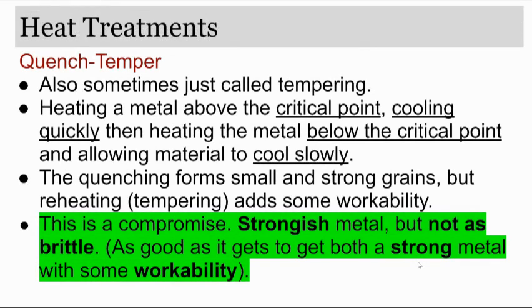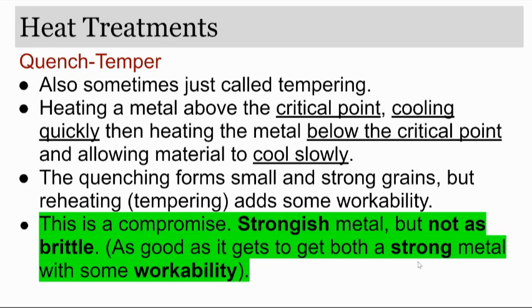And the final heat treatment we're going to look at is something called quench tempering. It's also sometimes just called tempering. This is when you heat a metal above the critical point, cool it very quickly, i.e., quench it, but then you reheat the metal below the critical point to allow the material to cool slowly. The quenching forms very small and strong grains, but the reheating, the tempering, adds some workability.